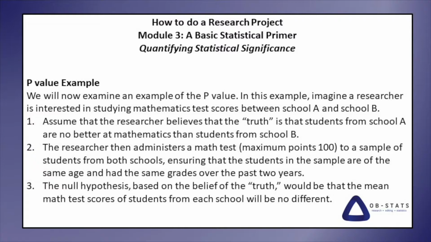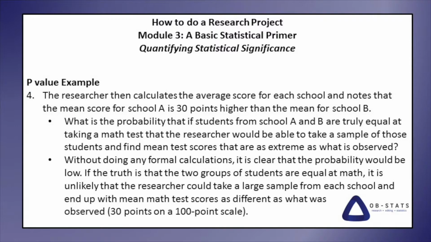The null hypothesis, based on the belief of the truth, would be that the mean math test scores of students from each school would be no different. 4. The researcher then calculates the average score for each school and notes that the mean score for School A is 30 points higher than the mean for School B.